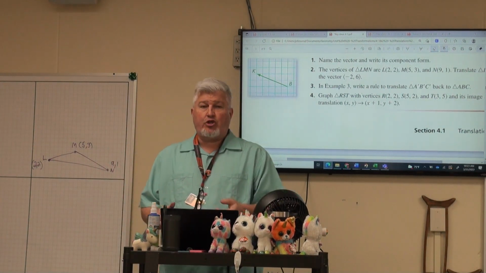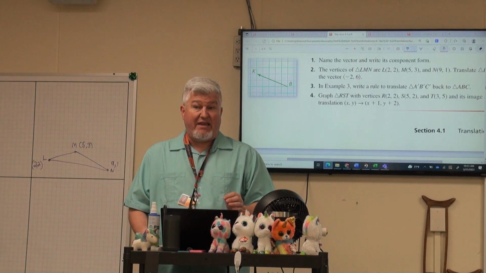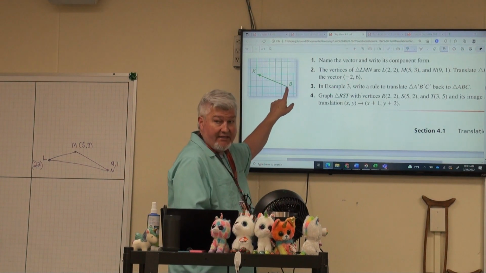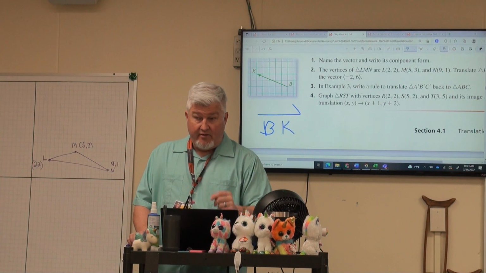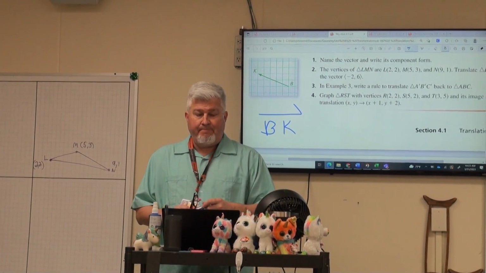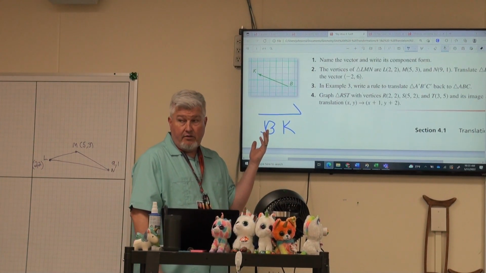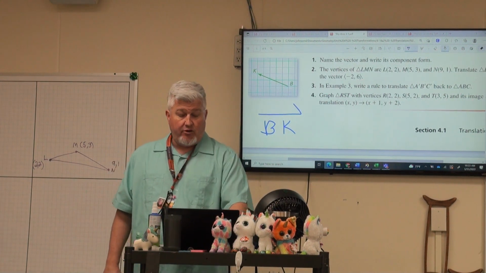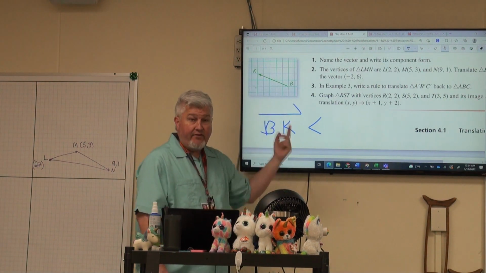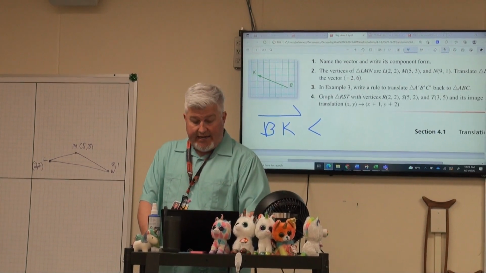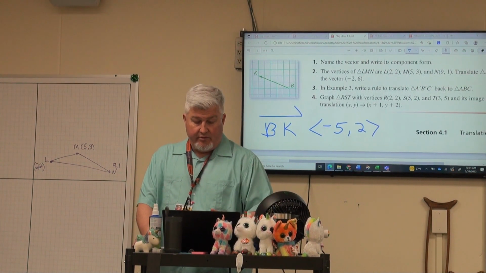All right, so what's the name of this vector? Please note, it is not vector KB. Notice the way the arrow is going. Your starting point is B, so you should have written vector BK. Vector Burger King. What is its component form? What is our rule for how that vector translated? What does it look like? What's my x value? 1, 2, 3, 4, 5. Is that positive or negative? Negative. Negative 5. What's my y component? Positive 2. I went up 2.